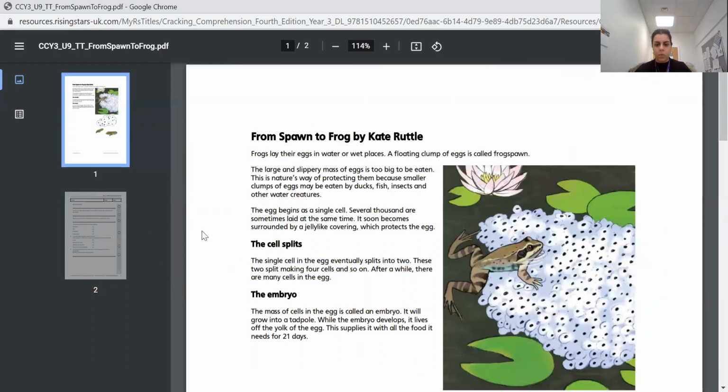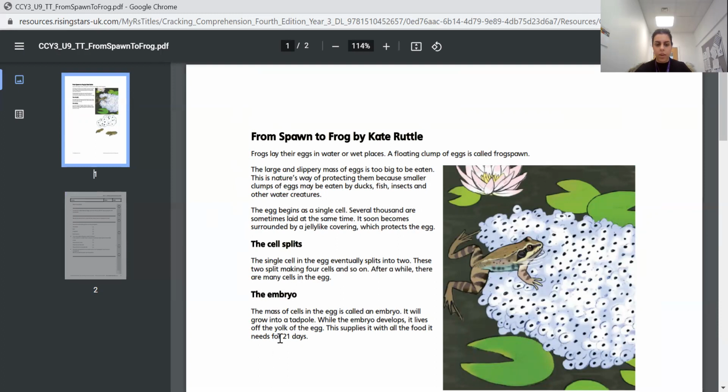So let's have a look and see if we can find that first. I'm going to look for the word mass. Mass of eggs. It's not that one there. So again, I'm not reading it, I'm just looking for the word mass to start with. Okay, the mass, here we go. The mass of cells in the egg is called an embryo. So it's in this section here, the mass of cells.